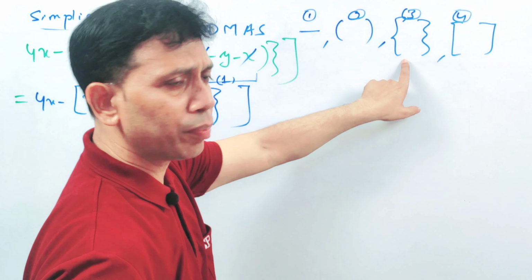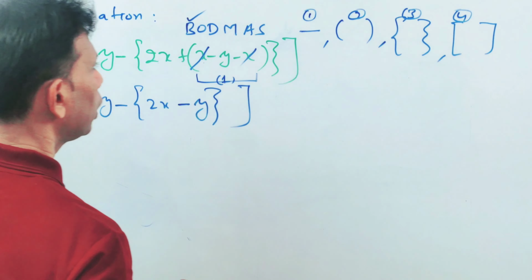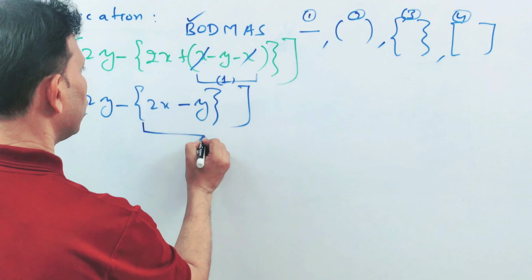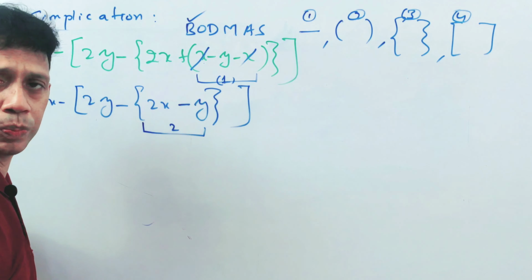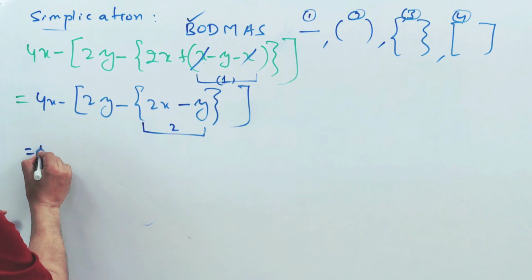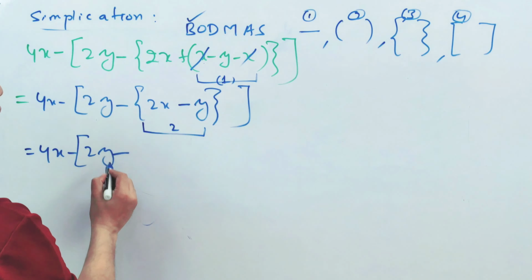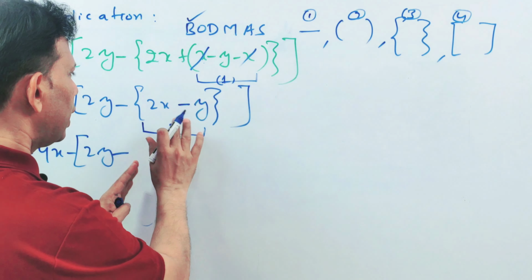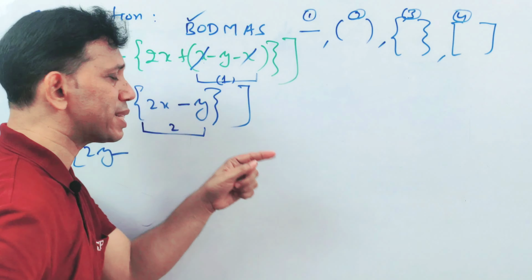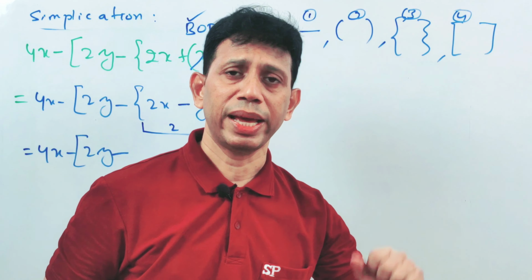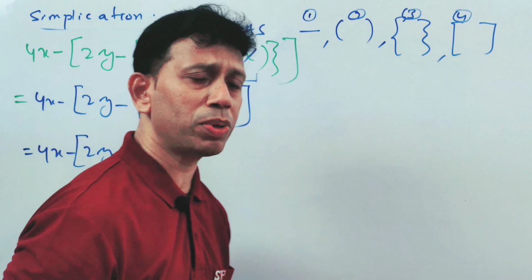Then which bracket should come? Curly bracket work will be done. So this is the curly bracket. This is number 2. This will be solved. Is equal to 4x minus 2y minus, if you solve this, listen here, this 2x and y are not like terms. They are unlike terms. So this cannot be solved actually.